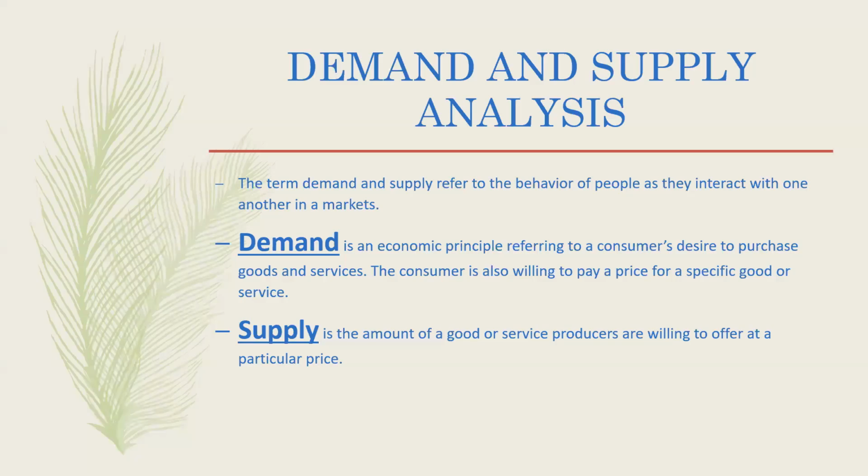The terms demand and supply refer to the behavior of people as they interact with one another. So think of all these people, all these buyers and sellers, coming together to interact. We're not just going to have buyers, we're not going to just have sellers. We will have both interacting in the market.